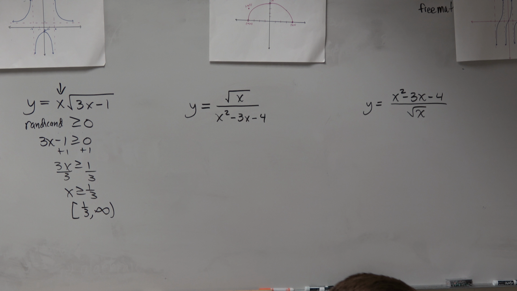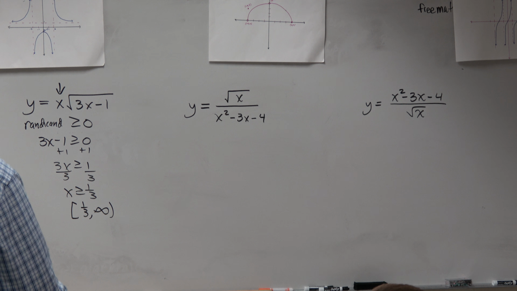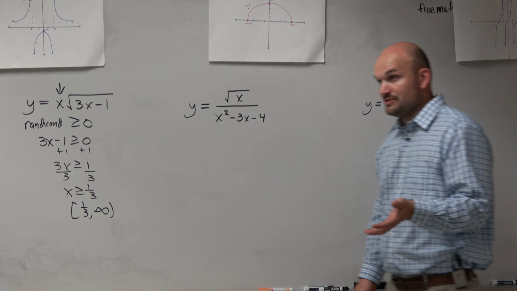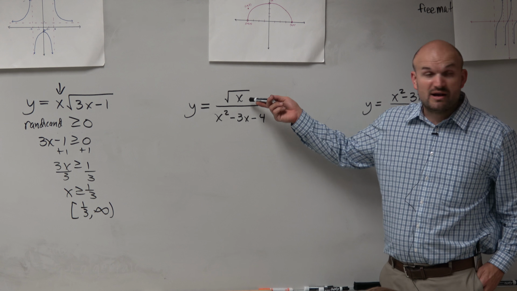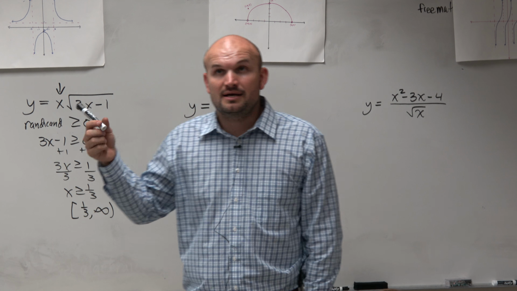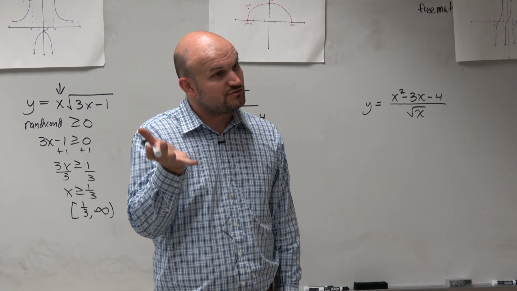So on this next example, I have the square root of x over x squared minus 3x. All right, so we have a couple options. We have a couple things here. We have a radical in the numerator. So my numerator is not defined for all real numbers. It's restricted.